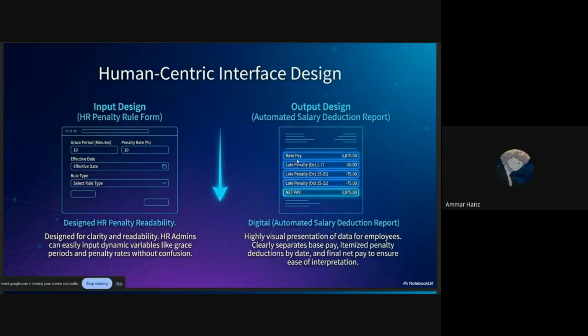On the right is the output design, which is the automated salary deduction report. This serves as a clear, highly visual receipt for employees. It separates base pay, lists itemized penalty deductions by specific dates, and displays the final calculated net pay to ensure transparency and reduce confusion.